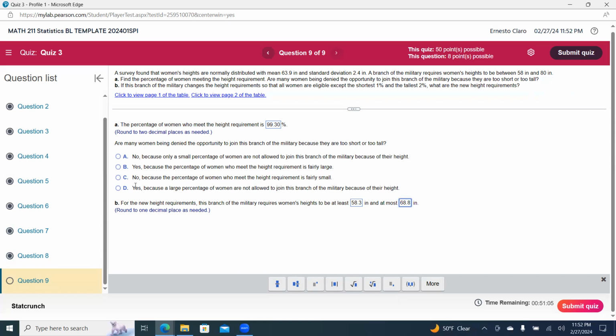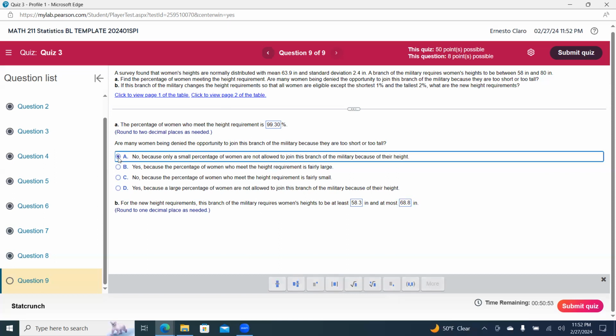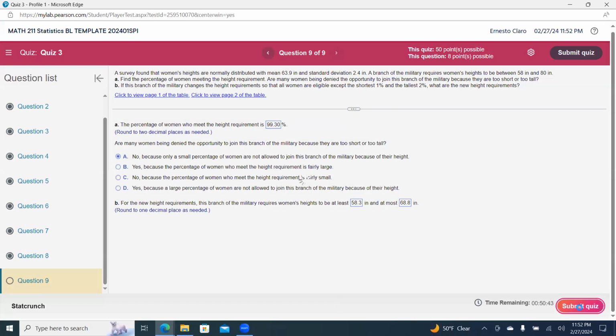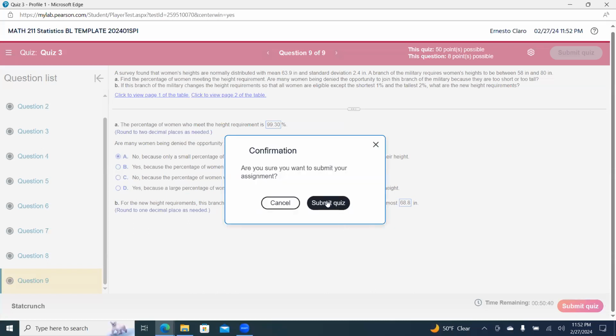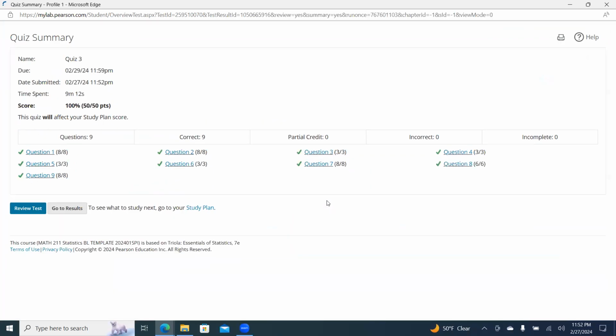And then the answer here is yes, one of them, yes, because the percentage of women who meet the height requirement is fairly large. Are many women being denied the opportunity to join the branch? Oh, the answer is no. No, because the percentage of women who meet the height requirement is really small. It's going to be A, right? Okay, so we're pretty confident at 100%.